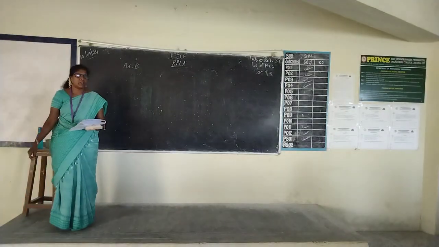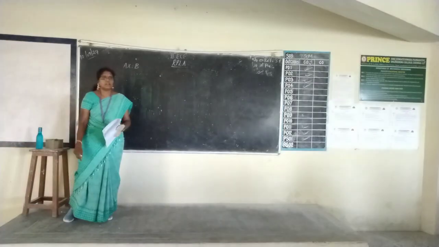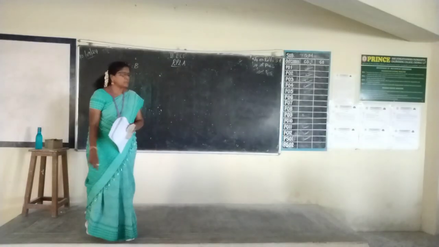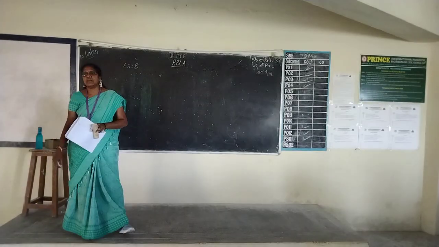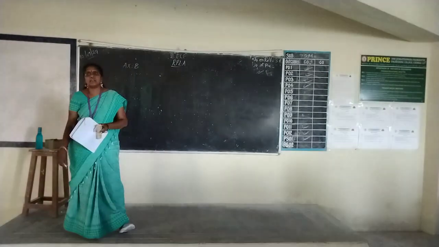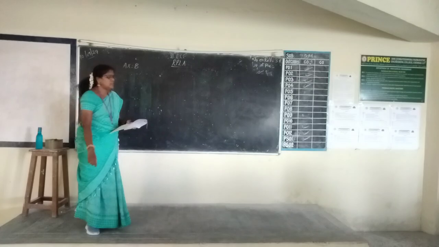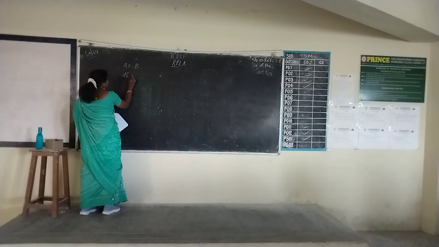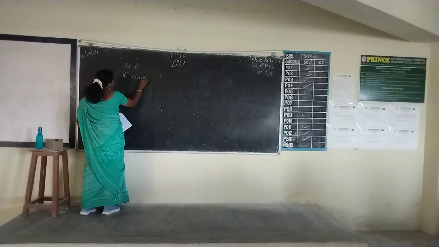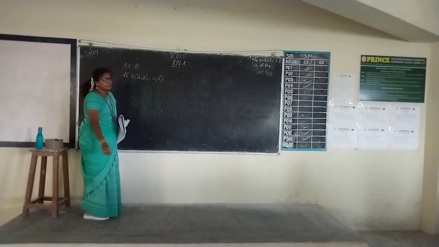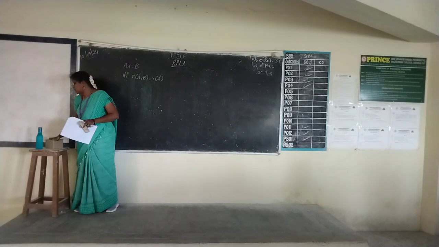So write the next one. The system Ax equal to B is said to be consistent if and only if rank of AB is equal to rank of A.